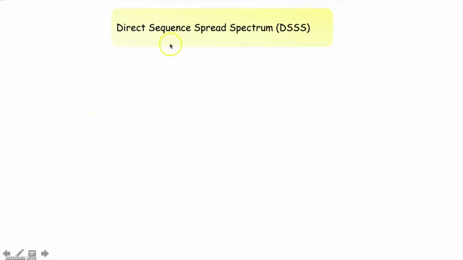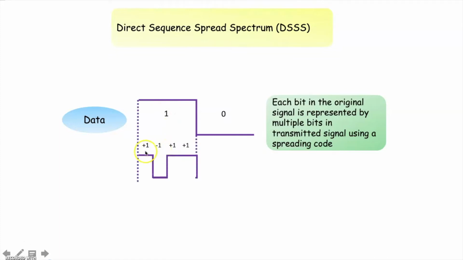So let us start with direct sequence spread spectrum, where each bit in the original signal is represented by multiple bits in the transmitted signal using a spreading code. For example, data bit 1 can be represented by +1, -1, +1, +1. Similarly, 0 can be represented by -1, +1, -1, -1. Now this random series of +1 and -1 are known as spreading code.